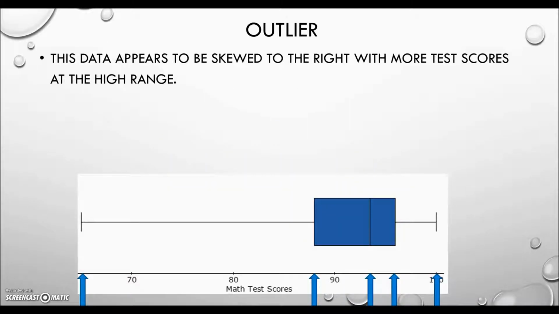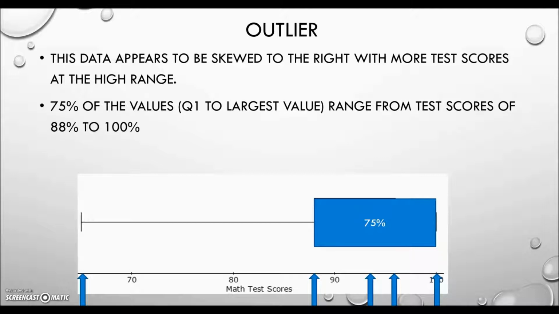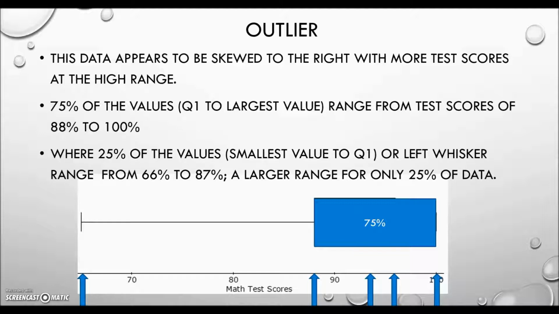This data appears to be skewed to the right with more test scores at the high range. 75% of the values, first quartile to the largest value, range from test scores of 88% to 100%, where 25% of the values, the smallest to the first quartile value, or the left whisker, range from scores of 66% to 87%, a larger range for only 25% of the data.